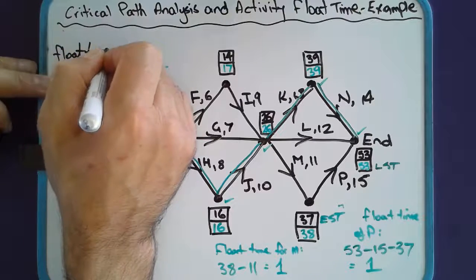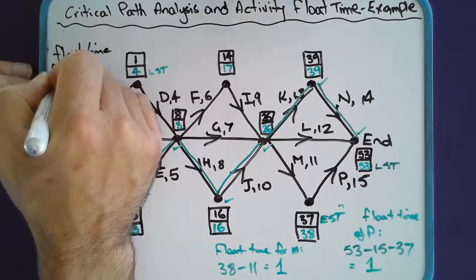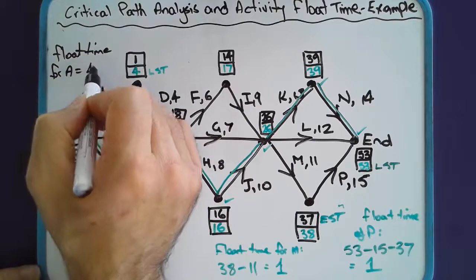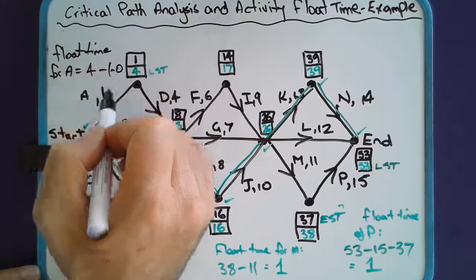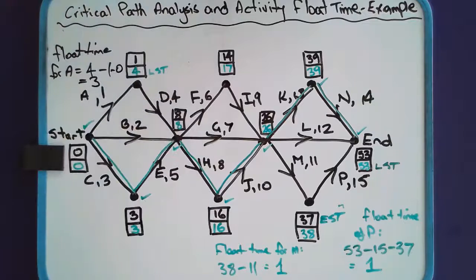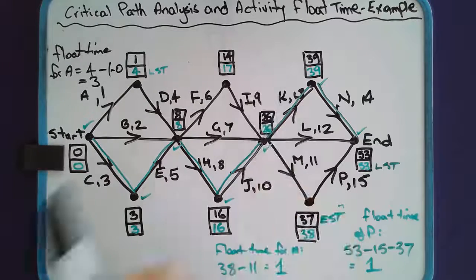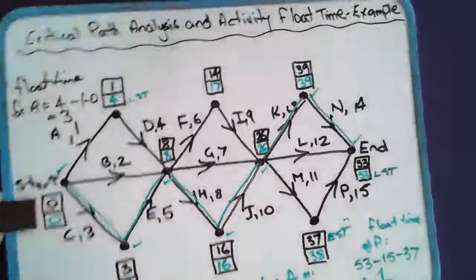So float time for A is equal to the LST, 4, minus the activity time, minus 0, and equals 3. Sorry, I had to squeeze it up there in that top corner. And likewise for all the other activities, it can be worked out the same way. So, to cut a long story short, and sorry that the video has gone this far.